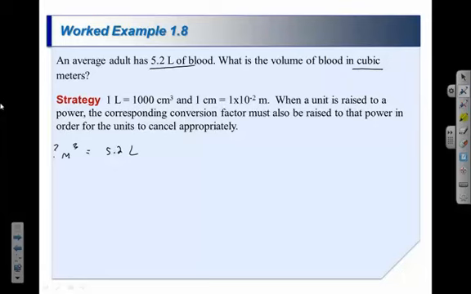Okay, so yeah, I can do 1 liter equals 1,000 centimeters cubed. If that wasn't given to me, is there anything we talked about that I could have used there? Yeah, I know 1 milliliter equals 1 centimeter cubed. That is a definition. Right, so that's a relationship I can use.